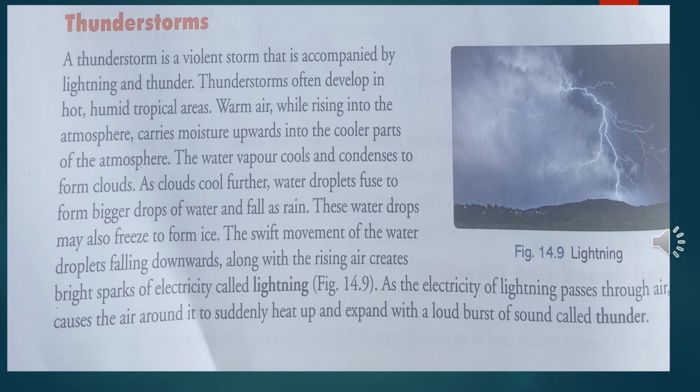Whenever sunlight falls on the surface of earth, as a result, the air above the surface of earth becomes hot, and this hot air rises up. Whenever this hot air rises up, it carries the moisture, that means water vapor, along with it, and this water vapor cools and condenses and forms cloud, and this cloud further cools and forms bigger water droplets and falls as rain. This water sometimes may also freeze to form ice.